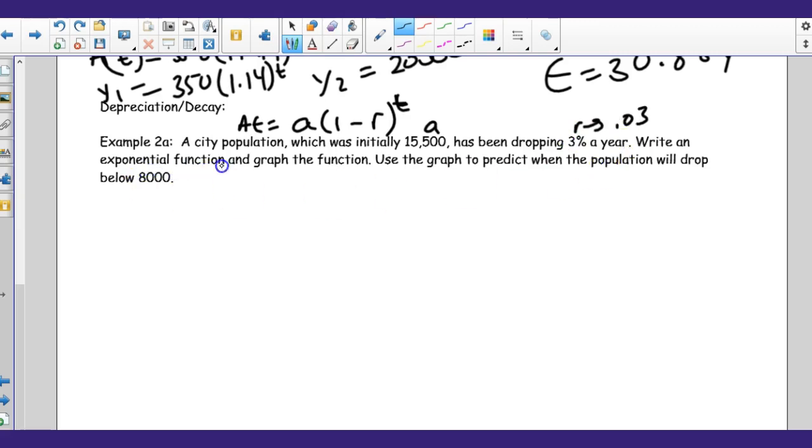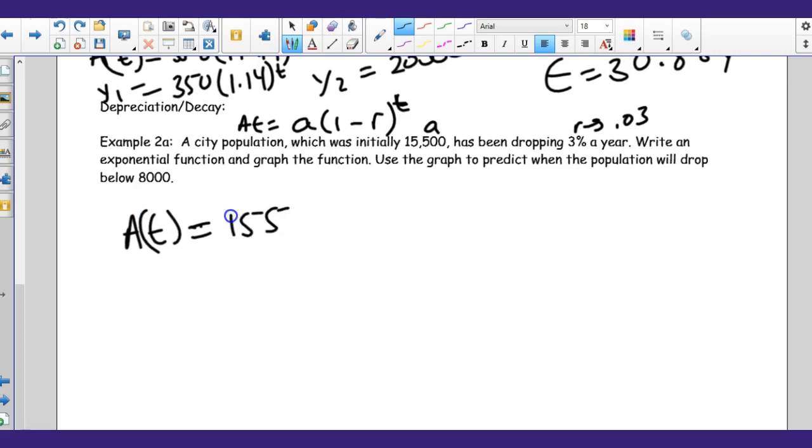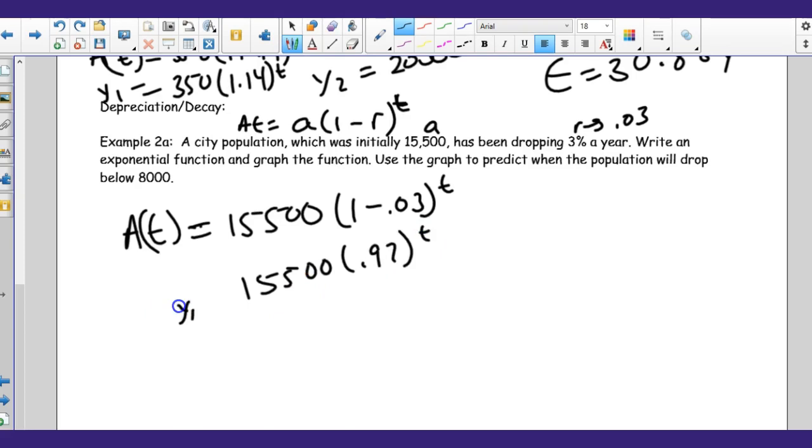Write an exponential function and graph the function. Use the graph to predict when the population will drop below 8,000. So here we go. We have our equation. We're going to say 15,500, and then we need to multiply by 1 minus the rate. When we simplify that, we get 15,500 times 0.97 raised to the T. So we're going to put that in Y1, and then in Y2, we're going to put 8,000.